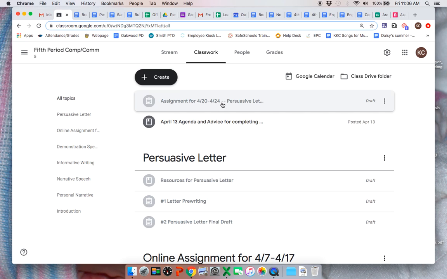We are writing a persuasive letter to either Dr. Ramey or to Mr. Badenhop. You do not have to send them. You just have to write the letter. The goal is to work on your persuasive skills, specifically in writing.